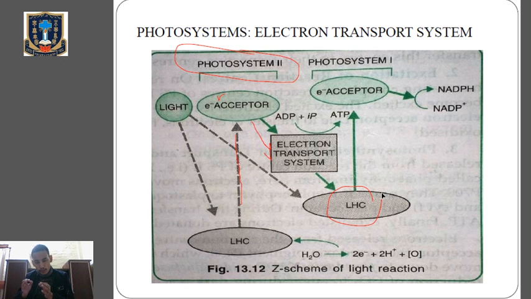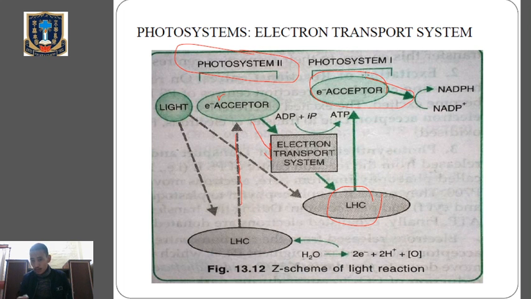Now when photosystem 1 receives the electrons, it becomes excited. It also becomes excited on receiving light of wavelength how many nanometers? 700 nanometers. So now the electrons in PS1 also become excited. Those electrons are now transferred to the electron acceptor. You can see over here, in PS1 we have the electron acceptor. The electrons excited in PS1 will be received by the electron acceptor of PS1, that has a greater redox potential.